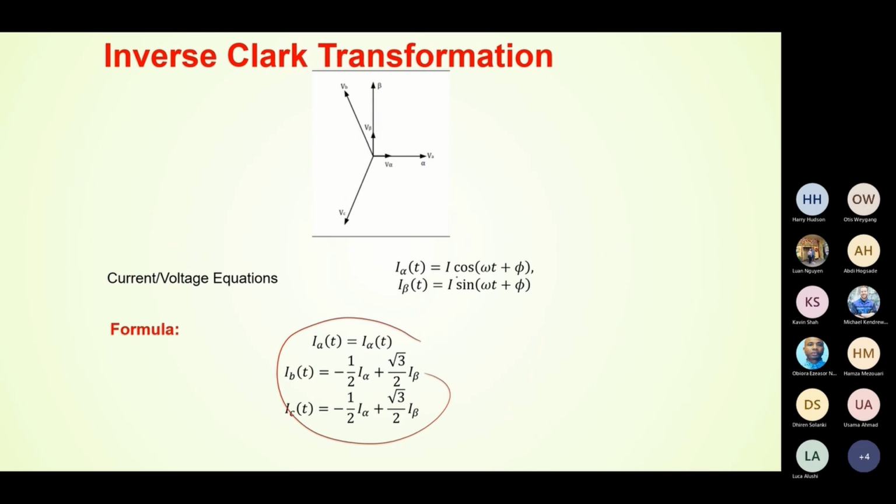Same thing here. Let's say I am given I alpha, I beta. How can I go back to IABC? We just apply this formula. If we apply this formula, we will get it.